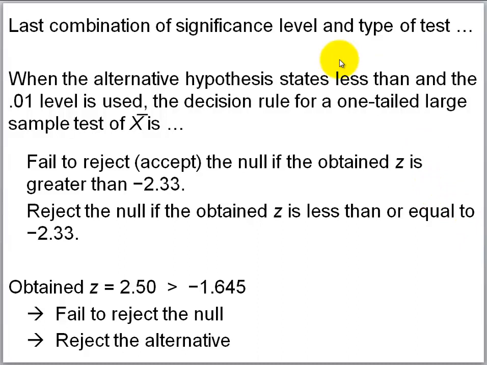Here's our final combination of significance level and type of test. So we have, in this case, the alternative stating less than, and then we are using the 0.01 level. And here's our decision-making rule. And in this situation, we would again fail to reject the null.